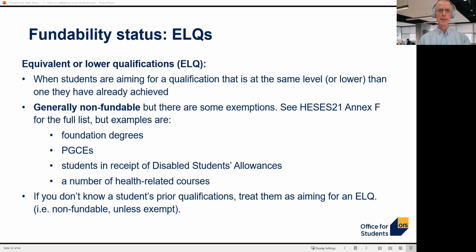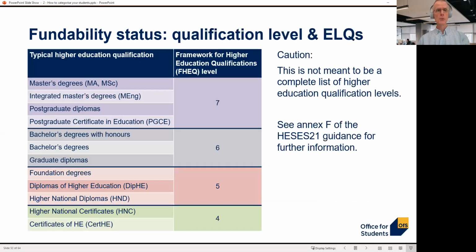unless it's exempt. If you've got students aiming for more than one qualification as part of the same course, which occasionally happens, this is one of those rare situations, then for ELQ purposes, you assess against the lower of the two qualifications. Now, this chart, which I think comes from the Quality Assurance Agency, can be useful in referring to this. And also, there is a nice flowchart in Annex F, which helps you work out what's going on here. So that's always worth referring to if you've got questions.